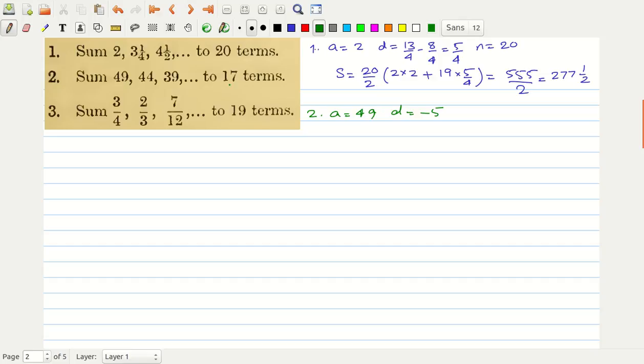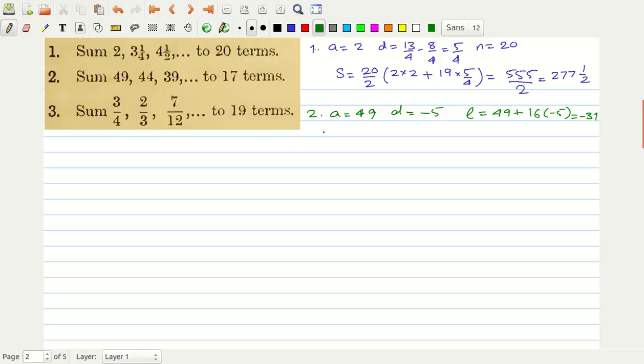So let us find out what is the 17th term. Okay, what is the last term? Last term will be 49 plus n minus 1, 17 minus 1 is 16, 16 times, what is the common difference? Minus 5. So this is minus 80 plus 49, and this you will get as minus 31.